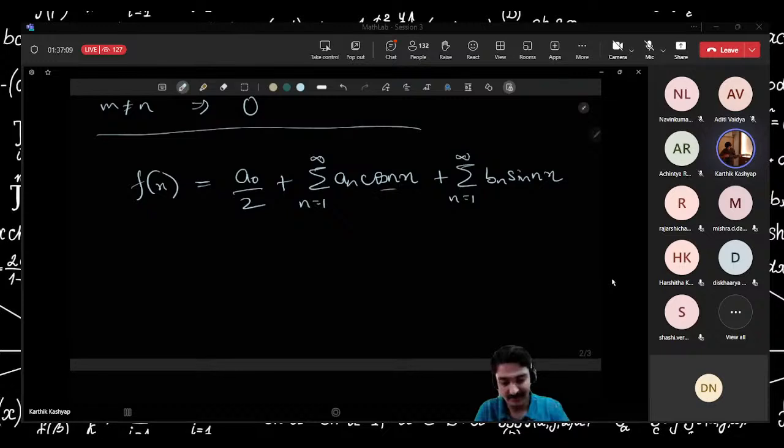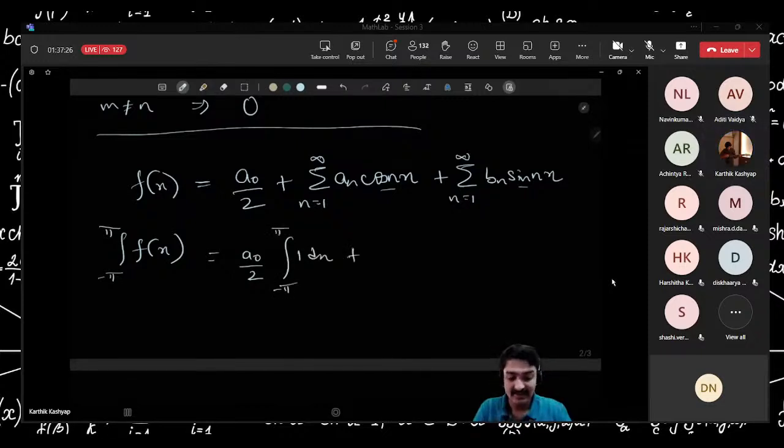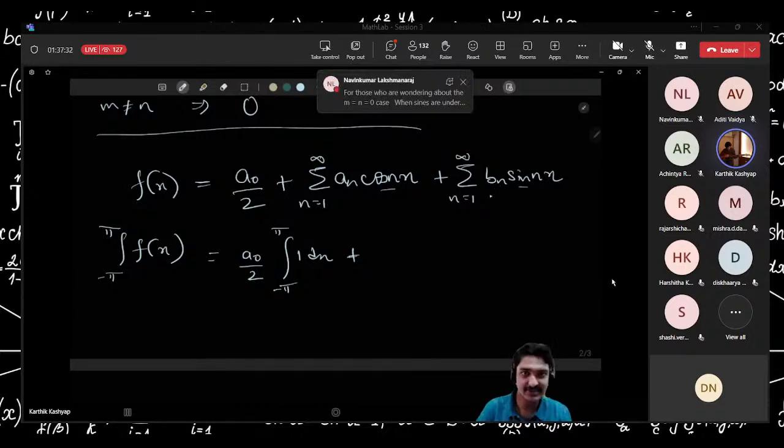So here, as n is not equal to 0 and this is anyway 0, we can just integrate on both sides from minus pi to pi. So if we do that, from minus pi to pi, integral f of x is a0 by 2, which is constant, so we can just write it outside, integral 1 dx from minus pi to pi. And then see, all the an's are constant, all the bn's are constant. So we can just take the integral inside the summation for each cos and each sine term.